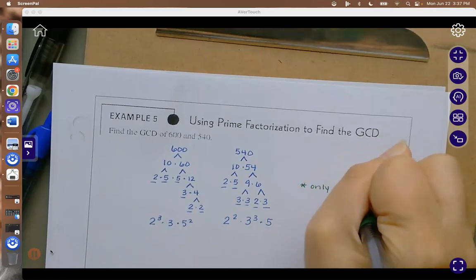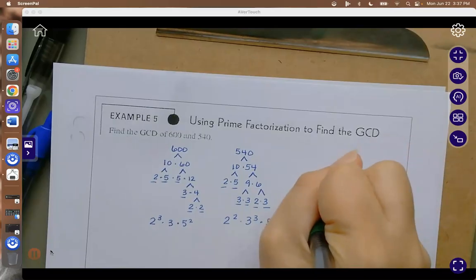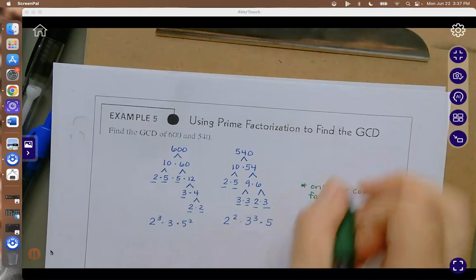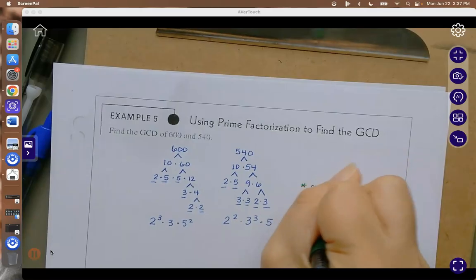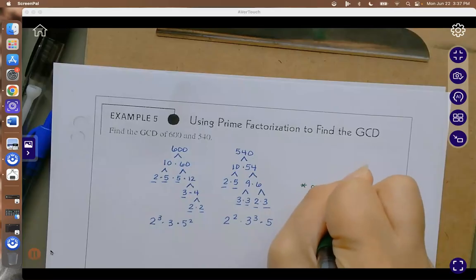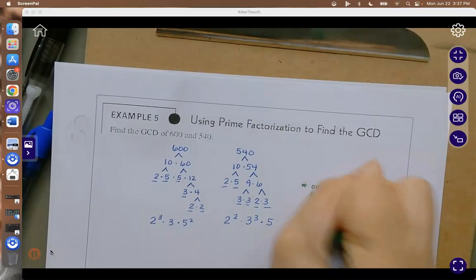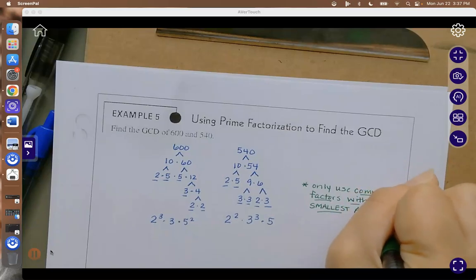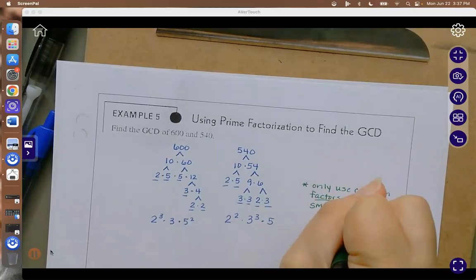use common factors. So the numbers they have in common with the smallest amounts. And that gives us our GCD.